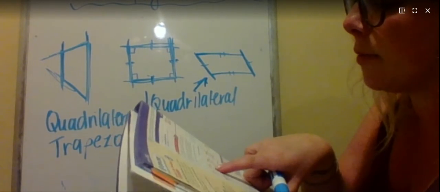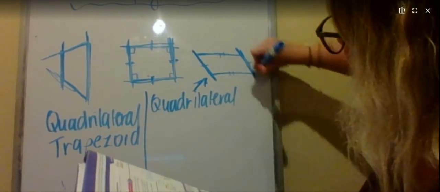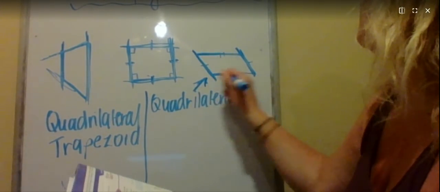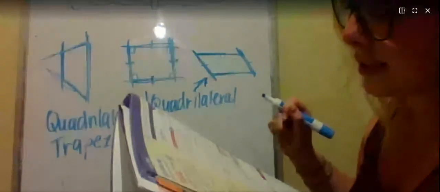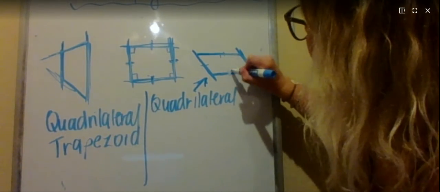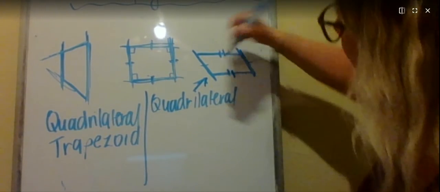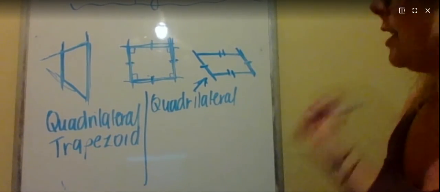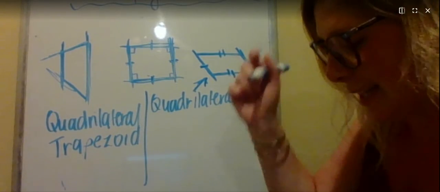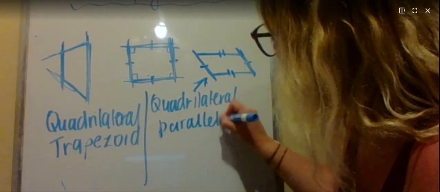Parallelogram, two pairs of parallel sides. Yes, it definitely has two pairs because here's the one and here's the other one that's going to be the other pair. And does it have two pairs of sides equal in length? Okay, this one and this one are equal in length, so that's one pair. And this side and this side. So there's our other pair. Yes, it is a parallelogram. So we have a parallelogram.